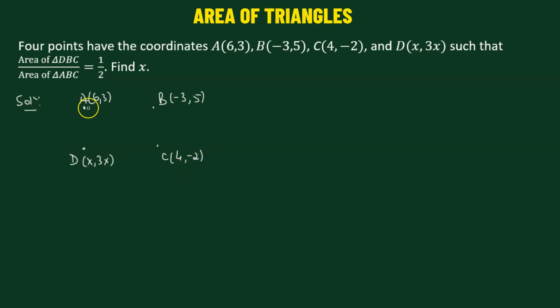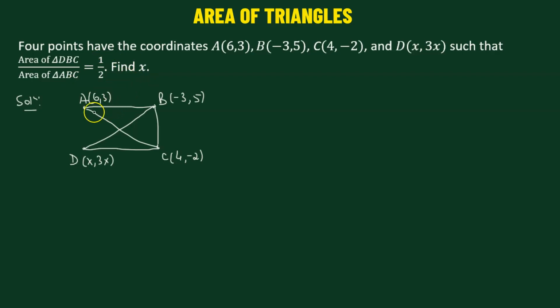Now let's join A with B, then we'll join B and C, and then we'll also join A and C. So this is going to give us a triangle ABC. Next we join D with B and we join D with C. Then we'll also get a triangle which is DBC. So what we'll have to do is find out the area of each of the two triangles and then take the ratio, equate it to half, and that's going to help us obtain the value of x.